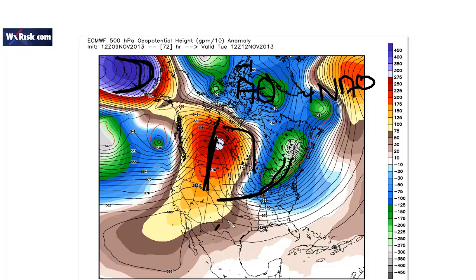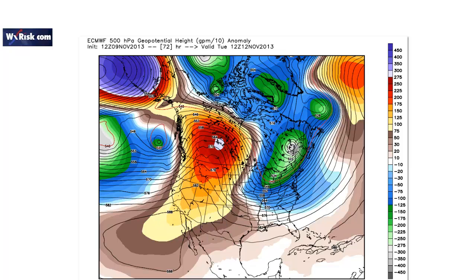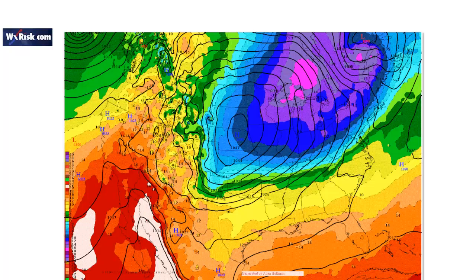No split flow at all. There's no southern stream energy here at all. Very, very much of a problem, which is one of the reasons why the storm doesn't develop.